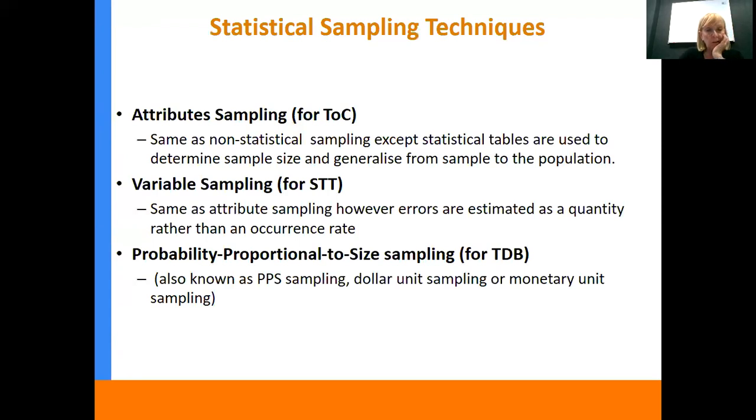It's a very clever and effective way of sampling, and instead of having items as your sampling units, you have individual dollars. So you sample $1 in each balance. And it's also known as monetary unit sampling. Unfortunately, we don't have enough time to go through that. If you're interested, have a look at it.